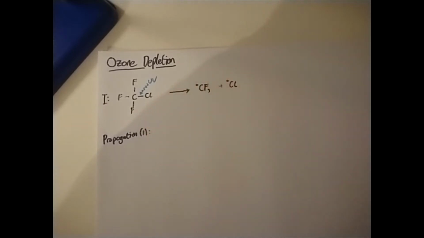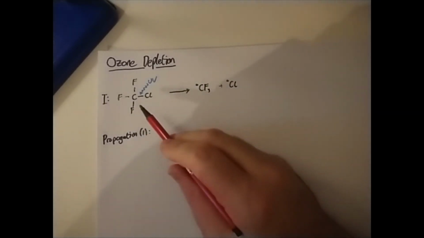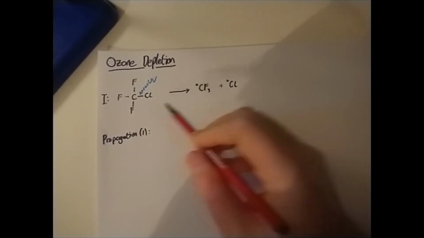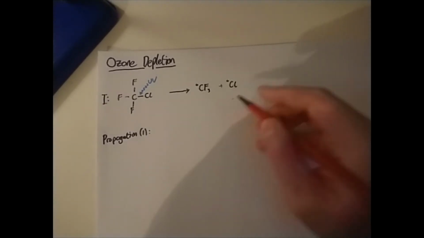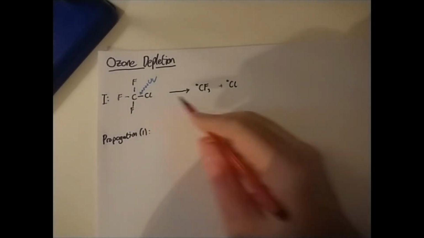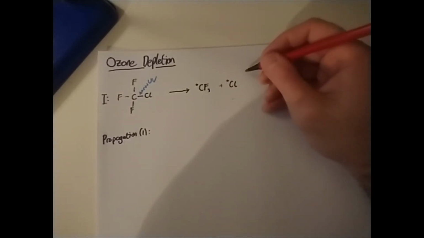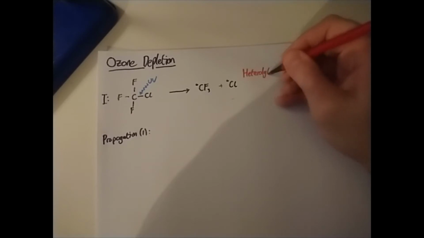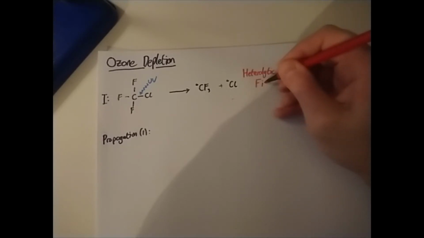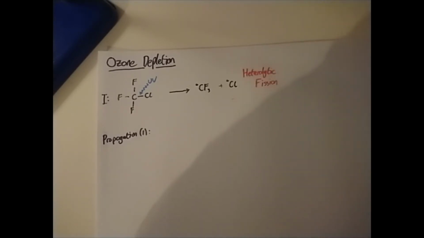free radical substitution. Although one thing I will quickly mention, when we started off with something like Cl2 and formed two Cl radicals, that was called homolytic fission because we broke up the Cl2 into two identical radicals. This, we've broken up our initial molecule into two different radicals, so we're going to call it heterolytic fission. Because we're forming two different species.